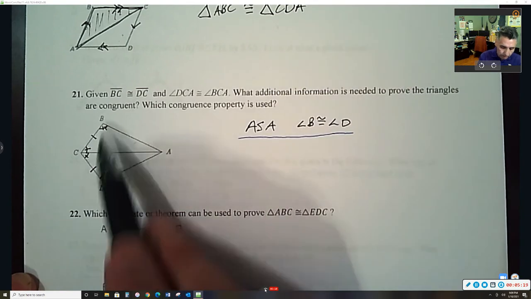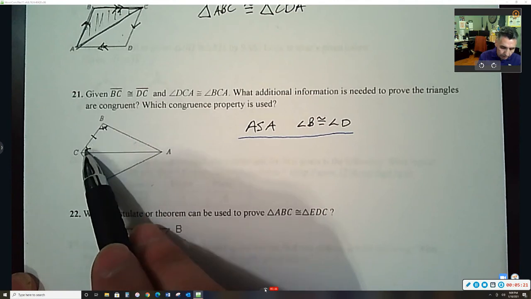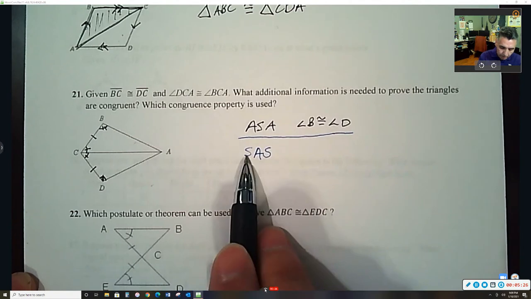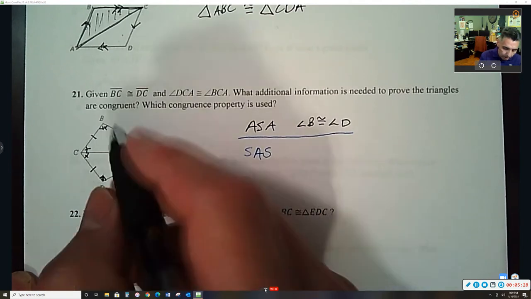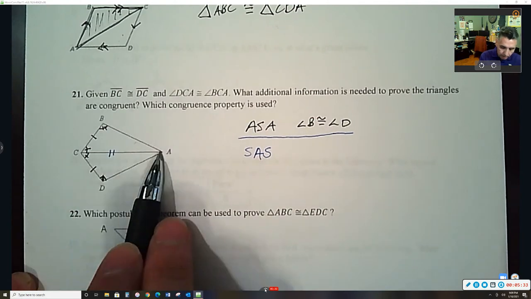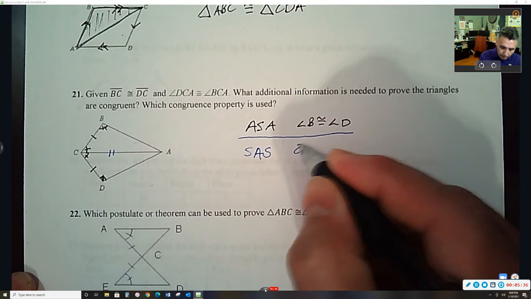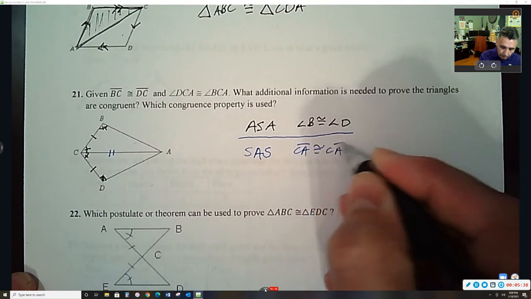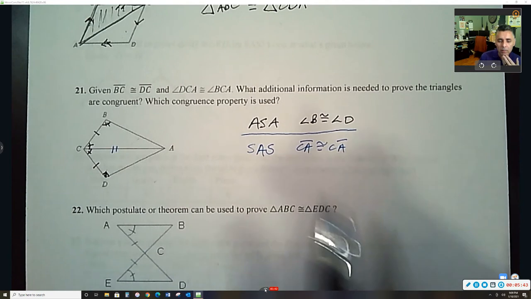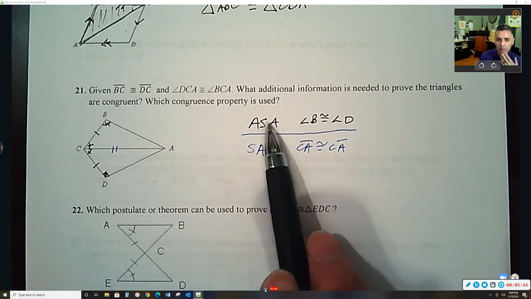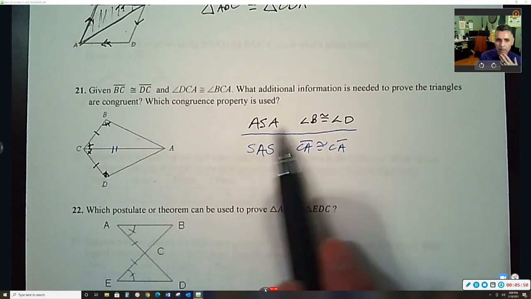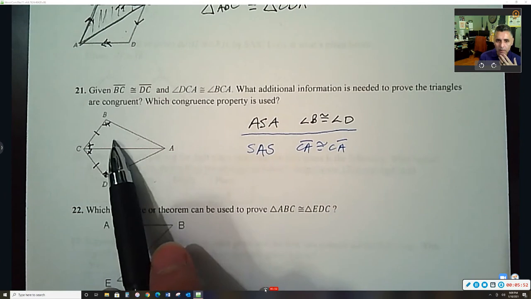Another possibility, imagine we didn't have this, and we only had side angle. Another way we could have said the two triangles are congruent is by side angle side. If that was the case, we would need side CA congruent to side CA. Again, this one's going to be multiple choice on the test, so just make sure whatever congruence property we use matches up with what's needed. Okay.